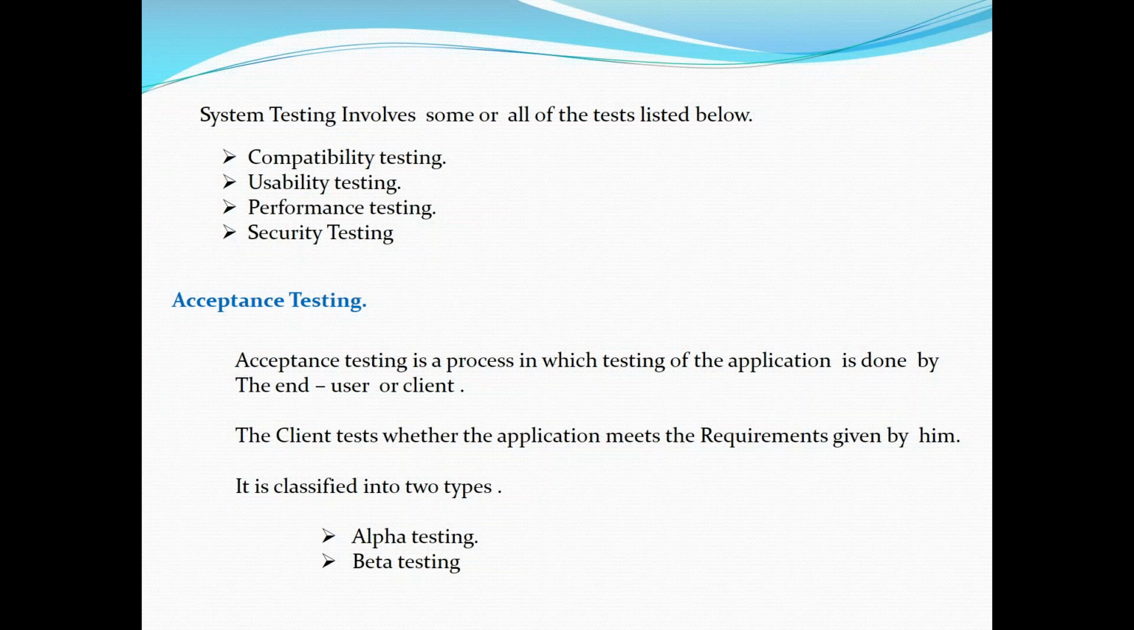Suppose your application supports mobile, and in mobile also you are able to access it. You need to check the compatibility. Compatibility means you are checking whether it is compatible for mobile on Windows 9 or Windows 10 or not. That is nothing but compatibility testing. If anyone asks you to do the system testing, you need to cover compatibility testing also. This is very important.